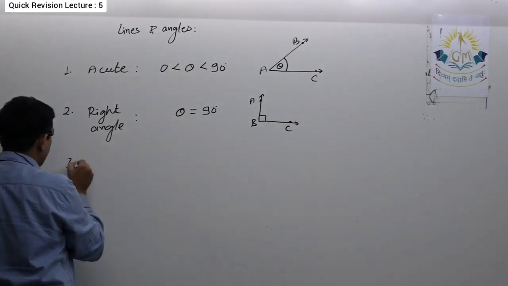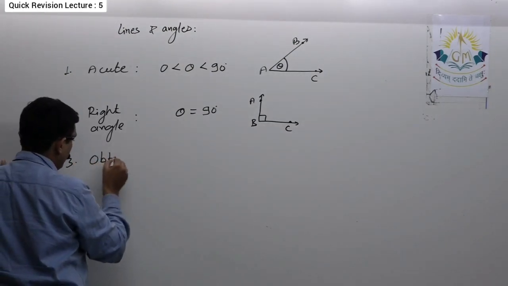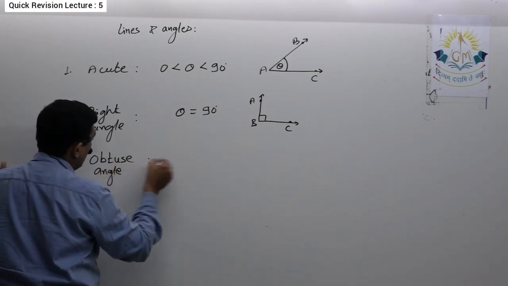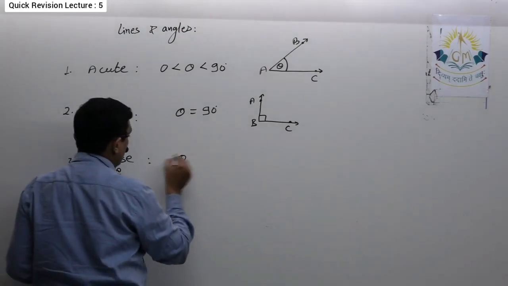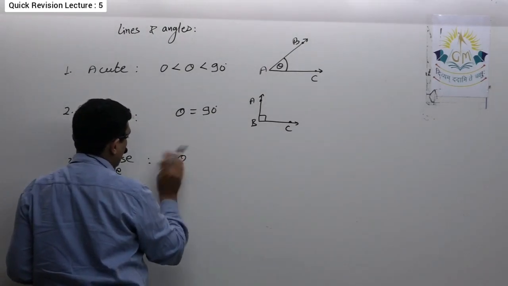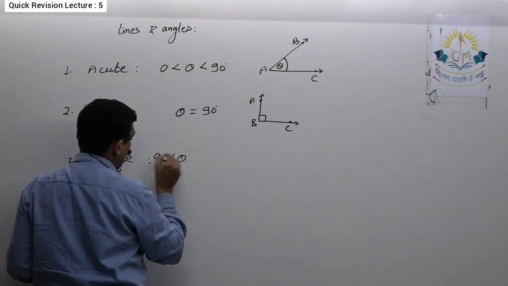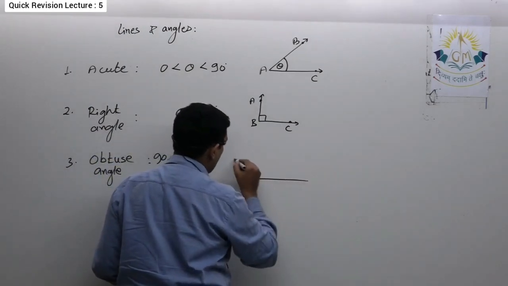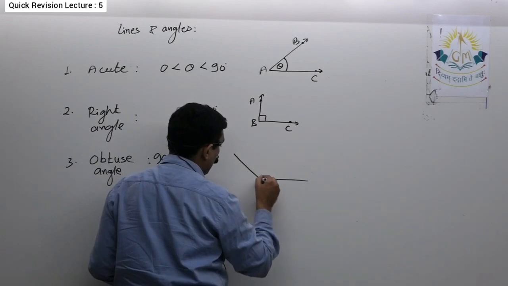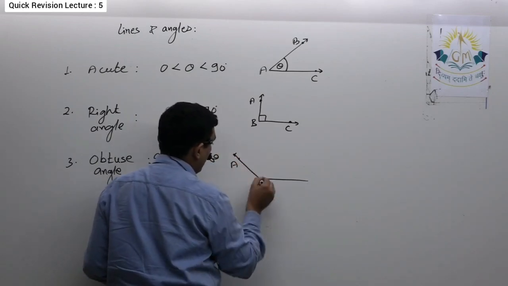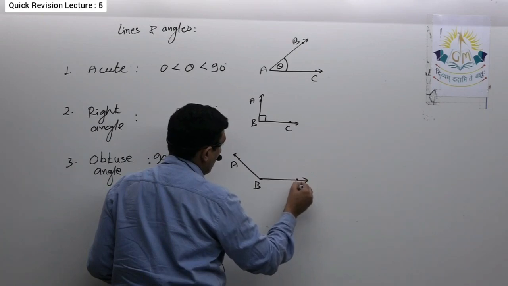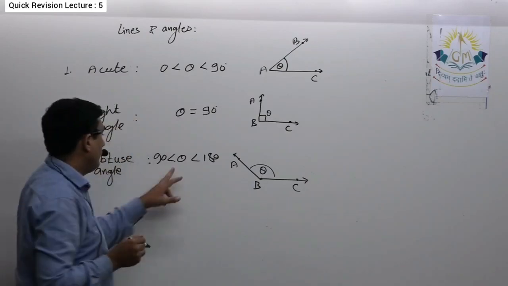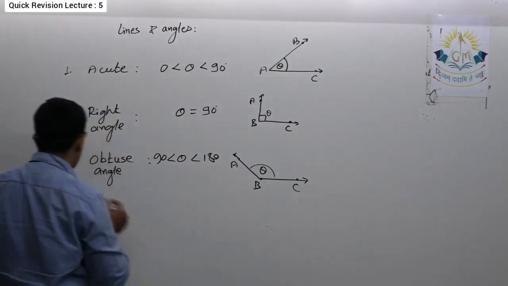Now next is the obtuse angle. An angle whose measure is greater than 90 and less than 180 degrees is called an obtuse angle. In this way we can represent an obtuse angle. Here this angle ABC is an obtuse angle. This is theta. So an angle whose measure is greater than 90 and less than 180 degrees is an obtuse angle.